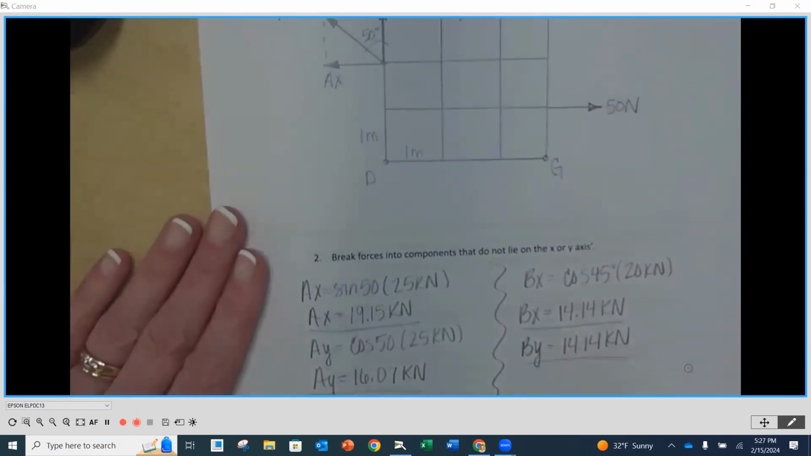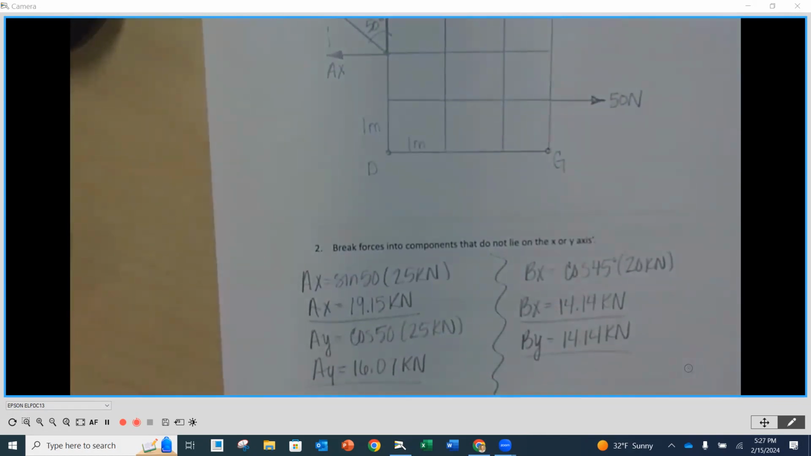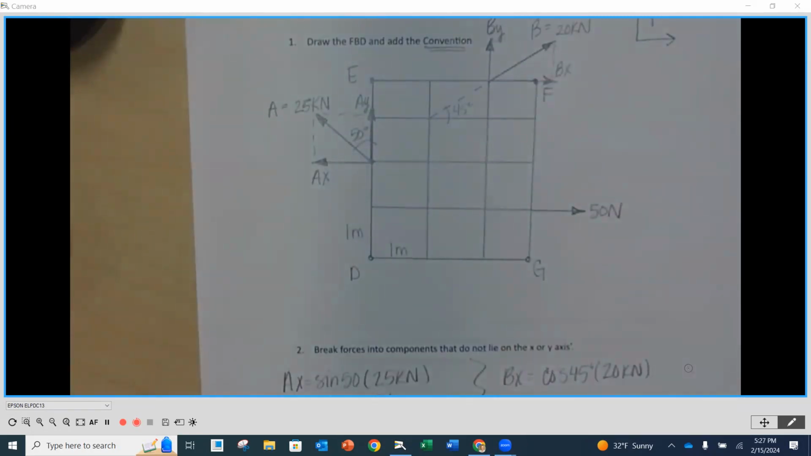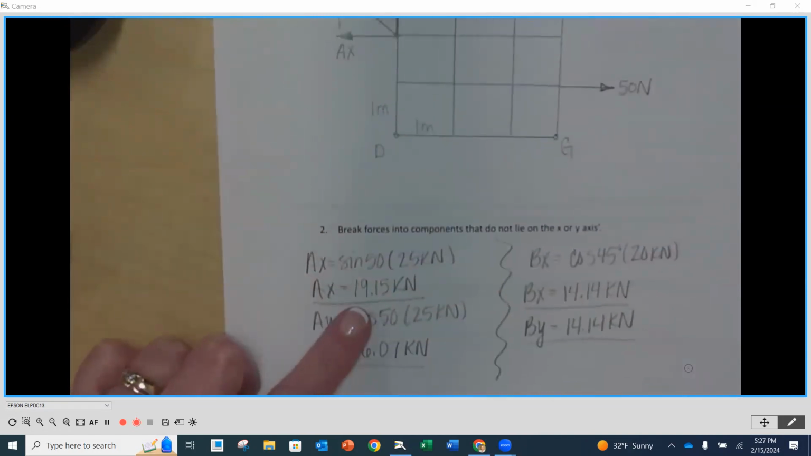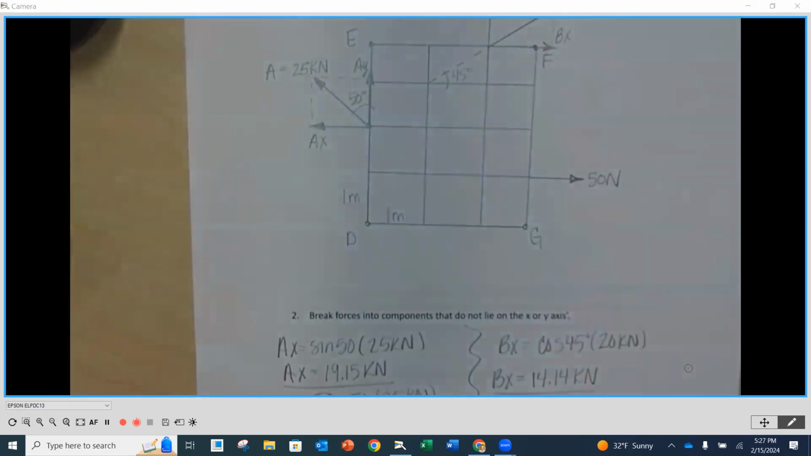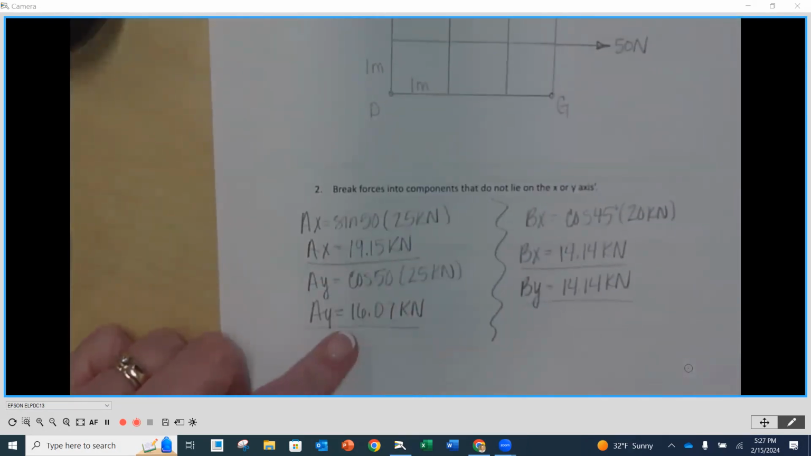So you should be getting AX. Well, I'm calling it AX, I'm sorry. I called the 25 kilonewtons A, just to get a variable in there for AX and AY. So that horizontal component is going to be 19.15. It would be going to the left. You have to use the sine of 50 for that one because the 50 is located relative to the Y axis rather than the X. And then the Y component for that one is going to be the cosine of 50, and that's going to be 16.07 kilonewtons.